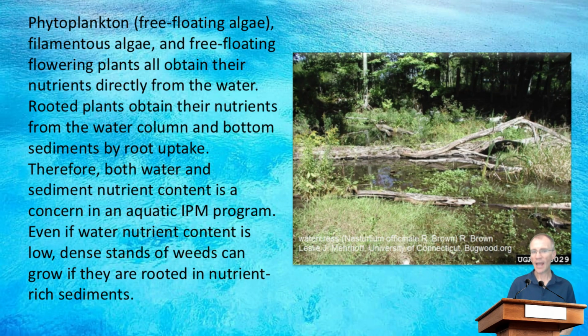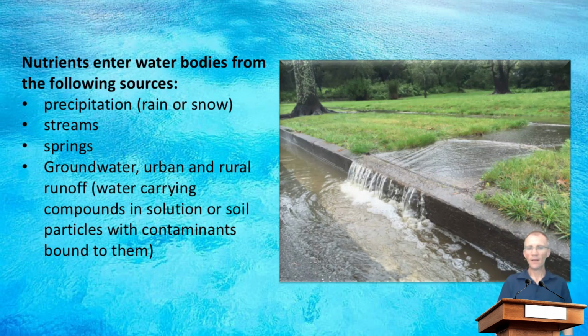Phytoplankton or free-floating algae, filamentous algae, and free-floating flowering plants all obtain their nutrients directly from the water. Rooted plants obtain their nutrients from the water column and bottom sediments by root uptake. Therefore, both water and sediment nutrient content is a concern in an aquatic IPM program. Even if water nutrient content is low, dense strands of weeds can grow if they are rooted in nutrient-rich sediments.